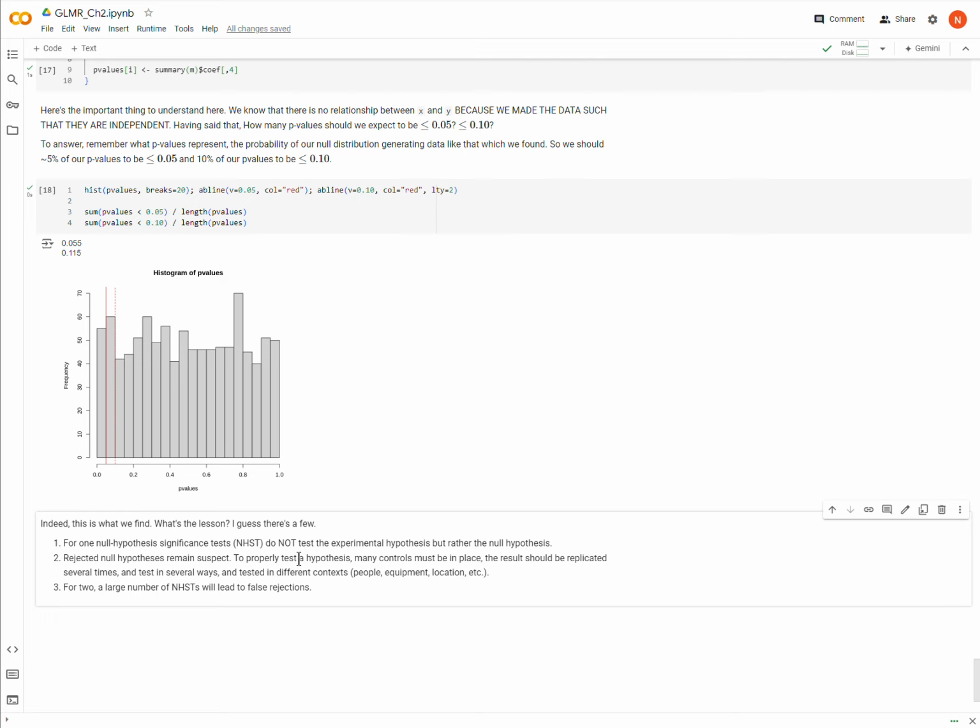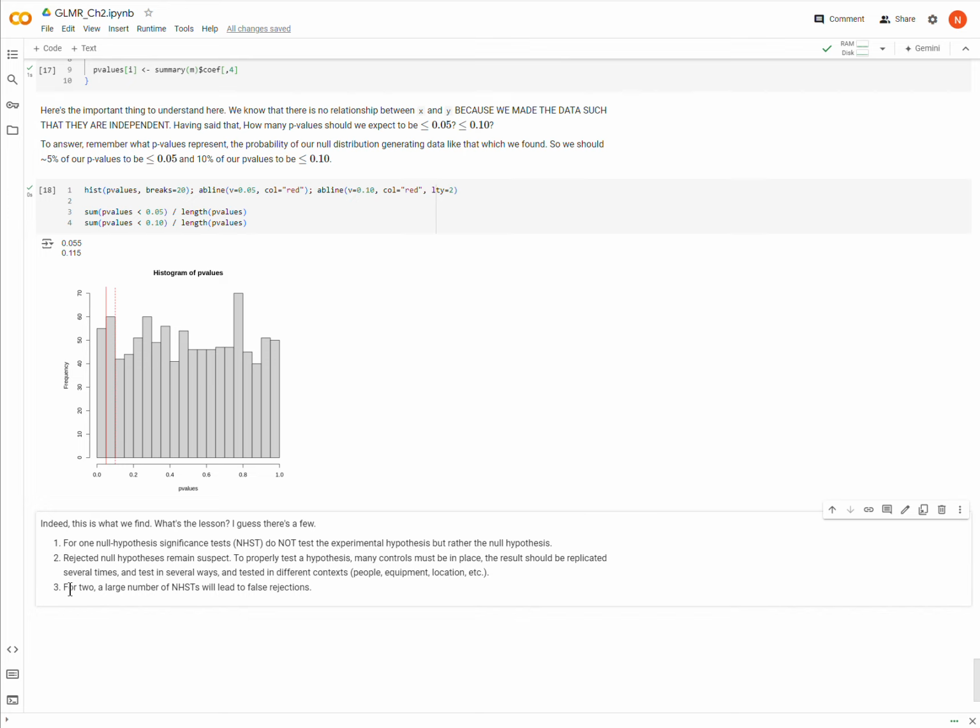To properly test a hypothesis, a non-null hypothesis, the interesting hypothesis, we need to make sure that we have many controls in place, or all of the right controls, and that the result gets replicated several times, and that the hypothesis is being tested in several ways and in several contexts. In other words, by different people, equipment, different locations, etc.